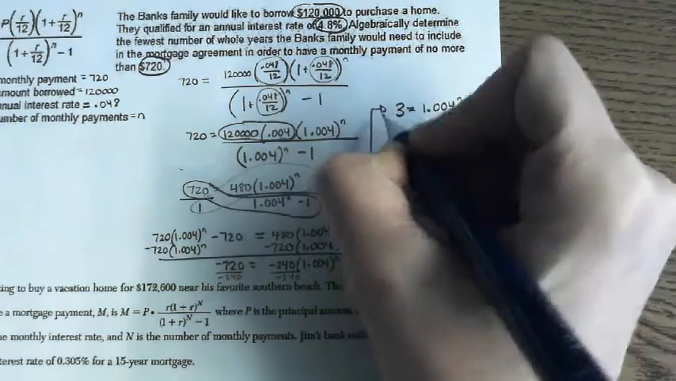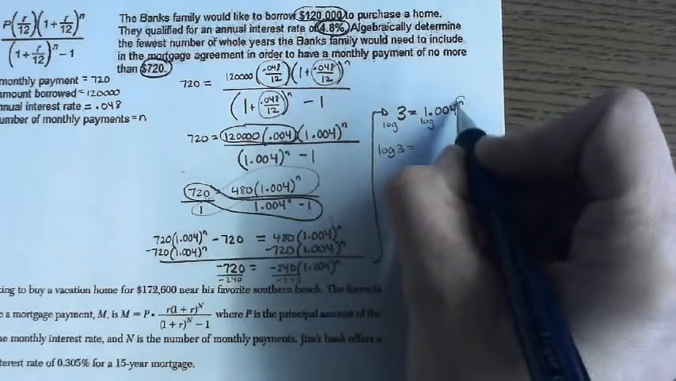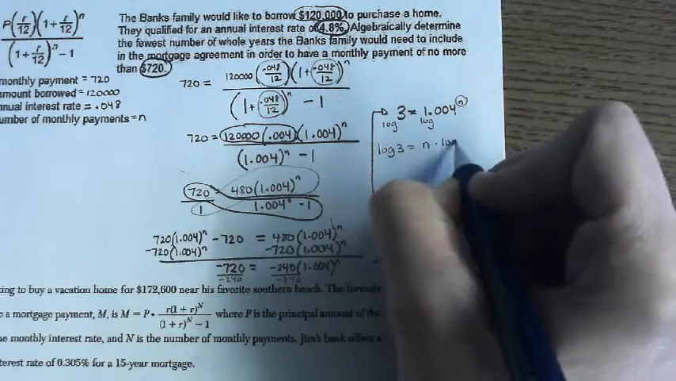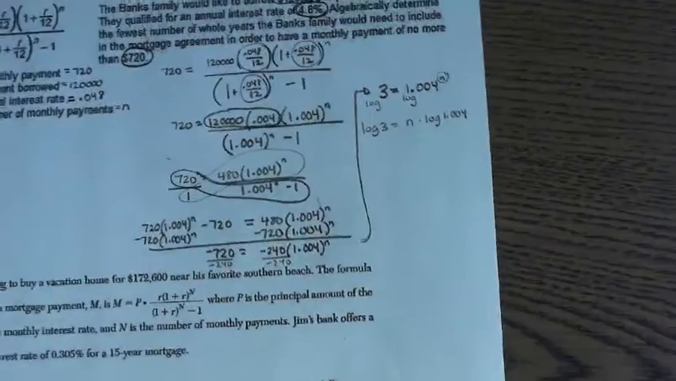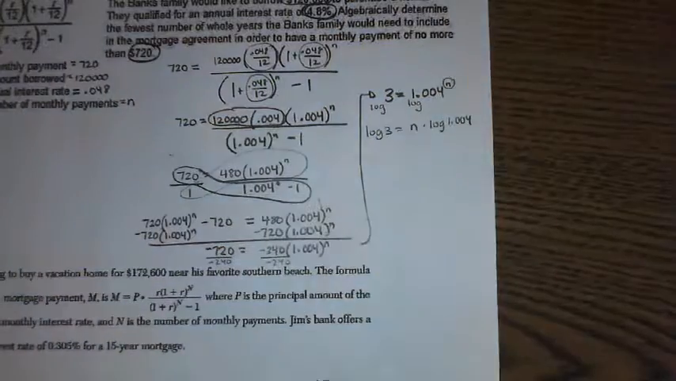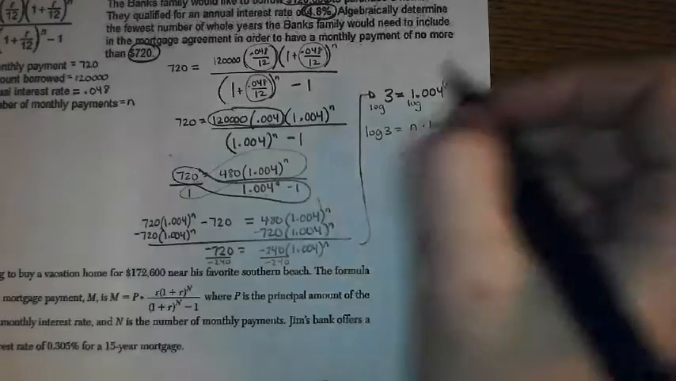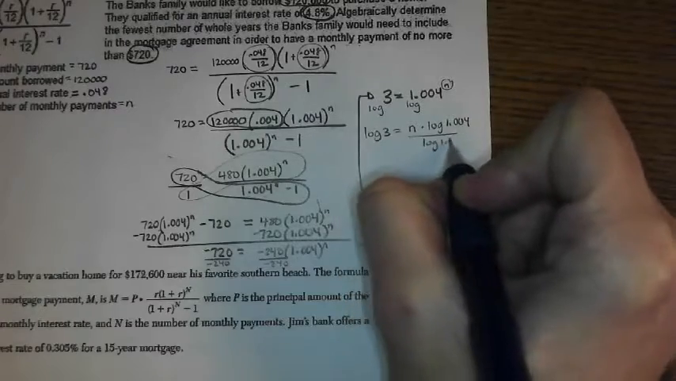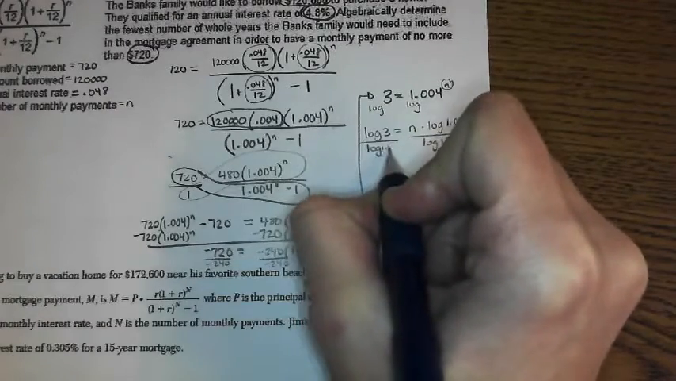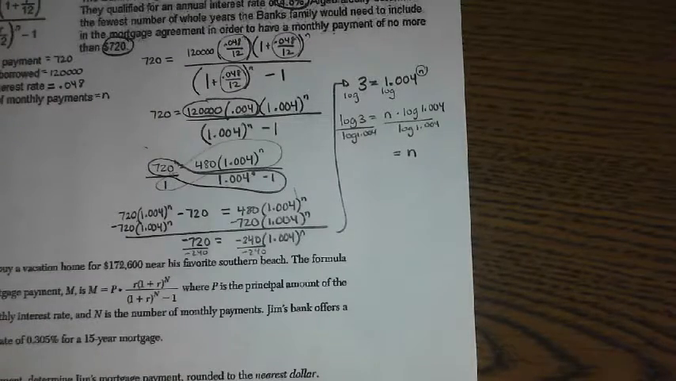Log both sides because that variable's in an exponent. Good, so log and log. And so log of 3 equals, and I'll bring this exponent out in front, n times the log of 1.004. And then to get n all by itself, add it? No. Divide it, because it's n times. Good. Divide log of 3 divided by the log of 1.004.